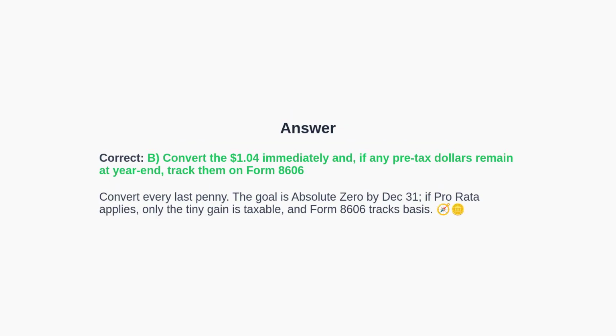The correct answer is B. Convert the small residual interest immediately. This aligns with the absolute zero strategy, keeping all non-Roth IRA balances at zero by year-end. If pro rata still applies due to timing, only the tiny earnings are taxable, and you will track your non-deductible basis with Form 8606. Now, let's cement the most important takeaways.